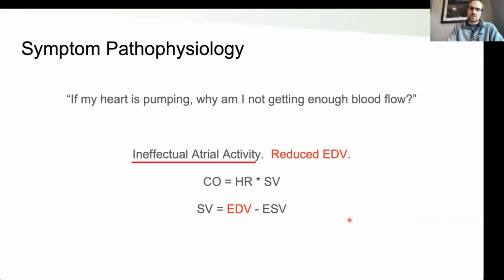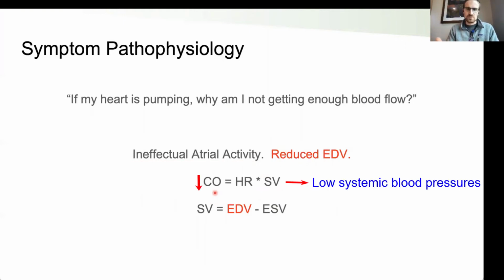Now, if you decrease the end diastolic volume, you're inevitably going to decrease the stroke volume because your total capacity to force out of the heart during systole is going to be decreased. And if you decrease the stroke volume, you're going to decrease the cardiac output. And with decreased cardiac output, your systemic pressures decline, tissues become hypoxic, and you begin to develop symptoms that are related to that relative loss of blood flow, also known as hypoxia.